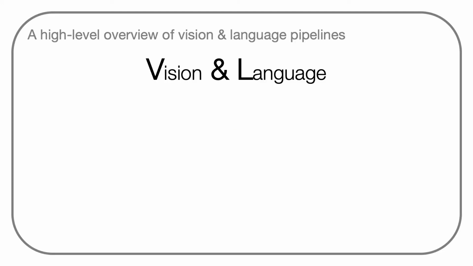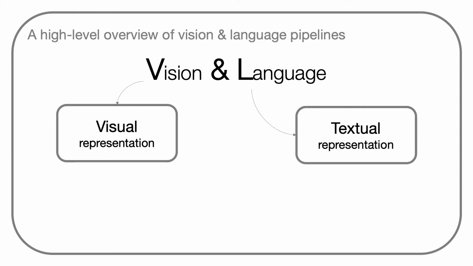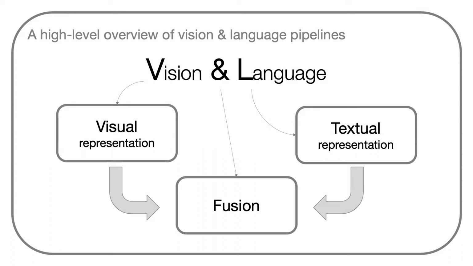So let's get started, and here is a high-level overview of the standard pipeline that people have built for vision and language tasks. Since it is a multimodal problem concerning both vision and language, we usually build a visual representation from the vision side and build a textual representation from the language side. And then there will be a third multimodal fusion model that takes input from both sides and outputs things from there.